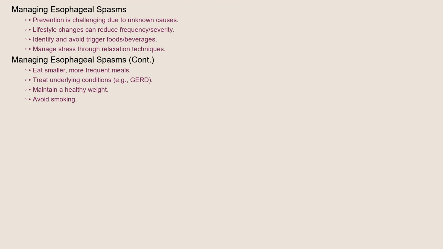Unfortunately, there's no foolproof way to completely prevent esophageal spasms, especially since the underlying causes are not always known. However, adopting certain lifestyle habits can potentially reduce the frequency and severity of symptoms. This includes identifying and avoiding trigger foods and beverages, managing stress through relaxation techniques like yoga or meditation, eating smaller, more frequent meals, and treating any underlying conditions like GERD. Maintaining a healthy weight and avoiding smoking can also contribute to overall esophageal health.